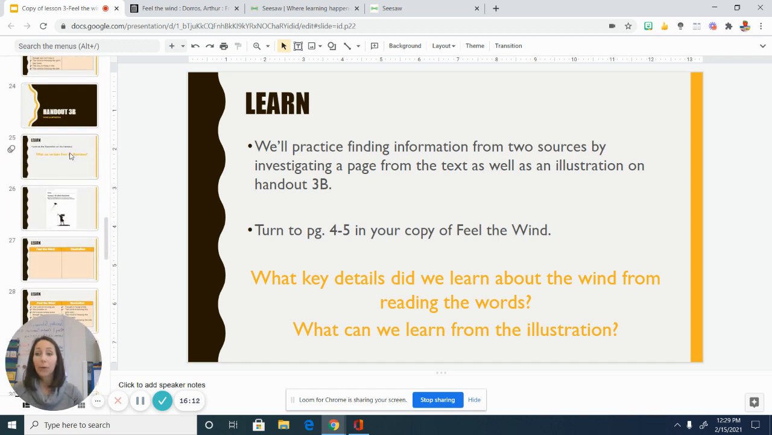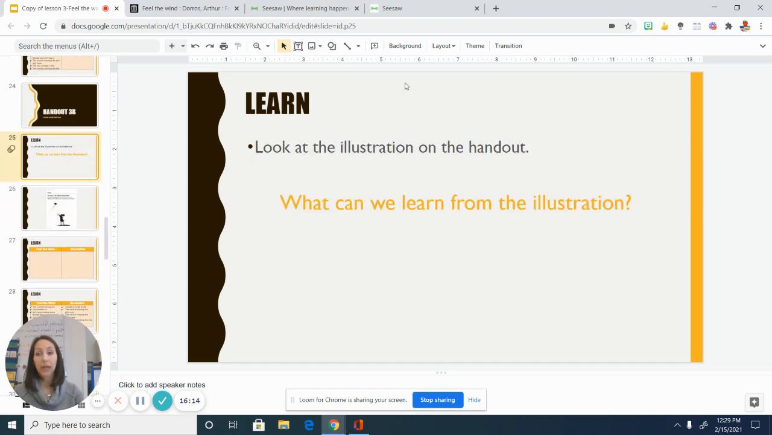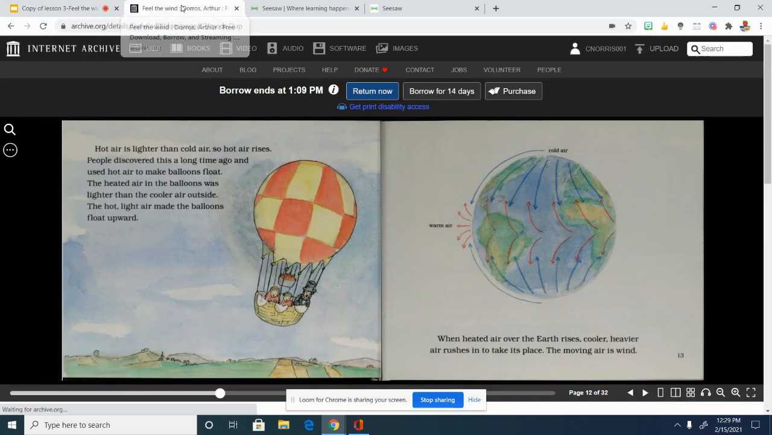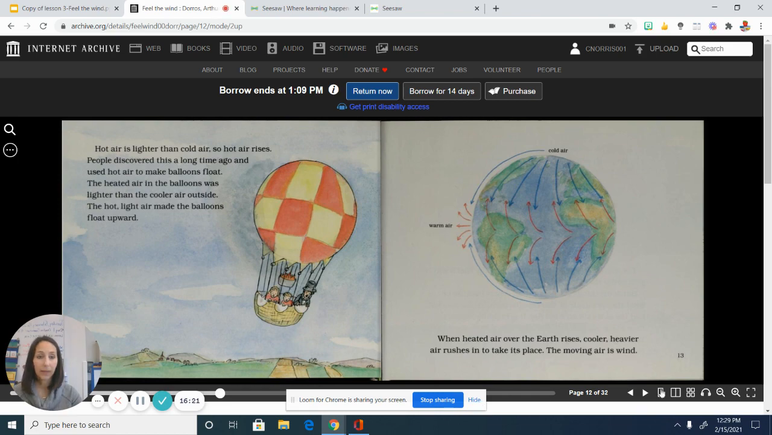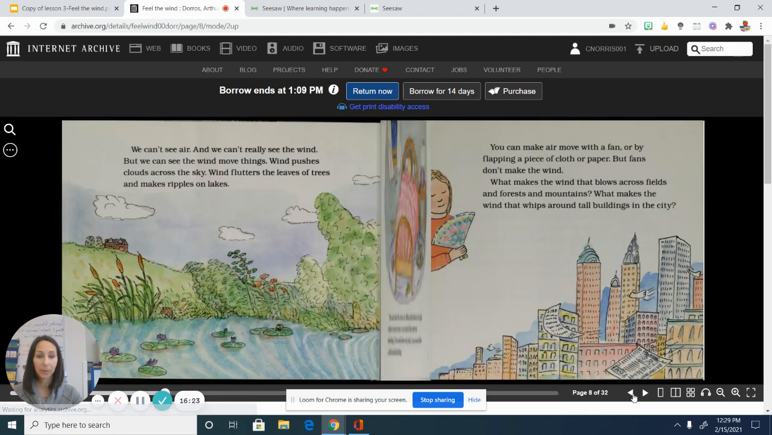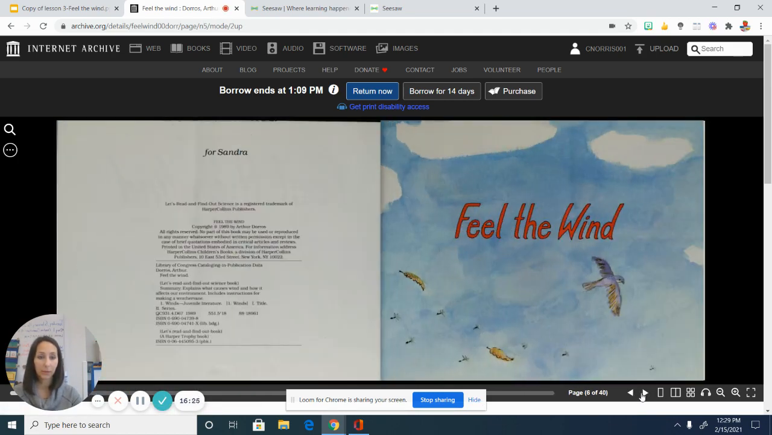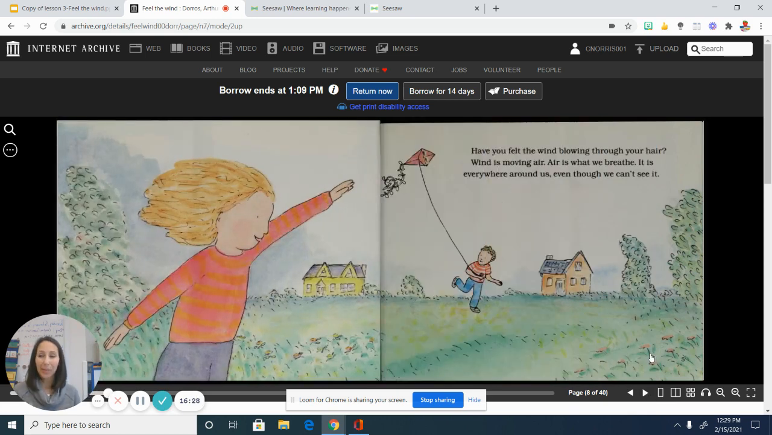So we're first going to take a look at a page in the text. So let me just jump over to that. We're going to go to this page. Oh, there we go. Went too far. So think about, what is something that you are learning from this page?